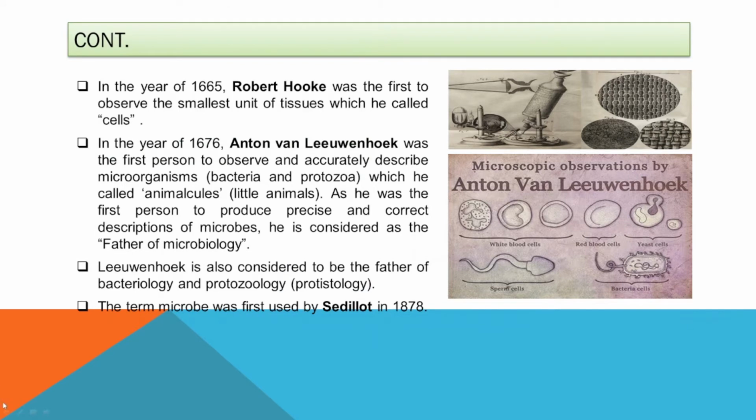In the year of 1665, Robert Hooke was the first to observe the smallest unit of tissues, which he called cells. Here in this picture, we can clearly see the cells.